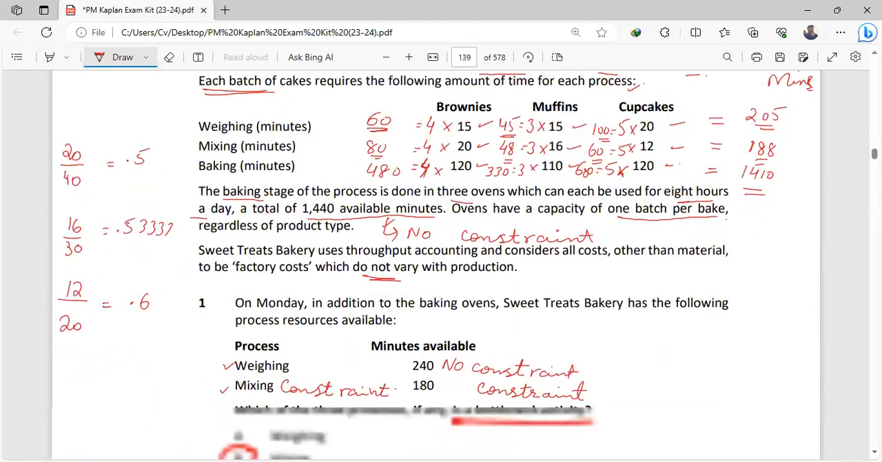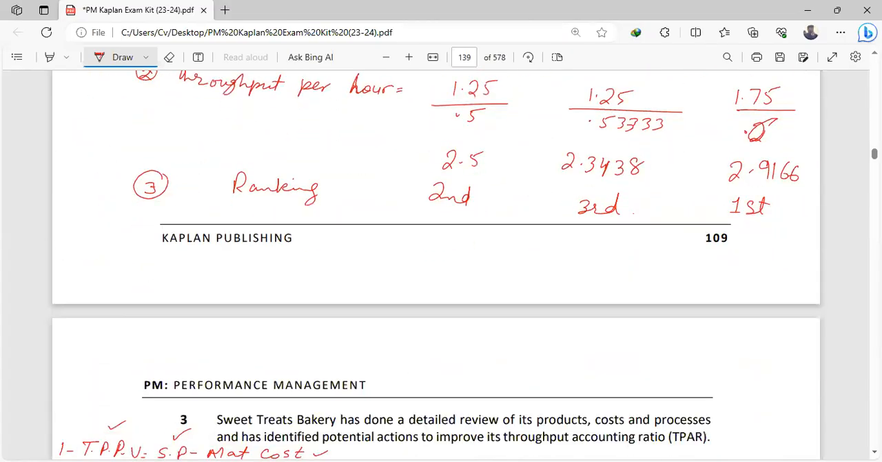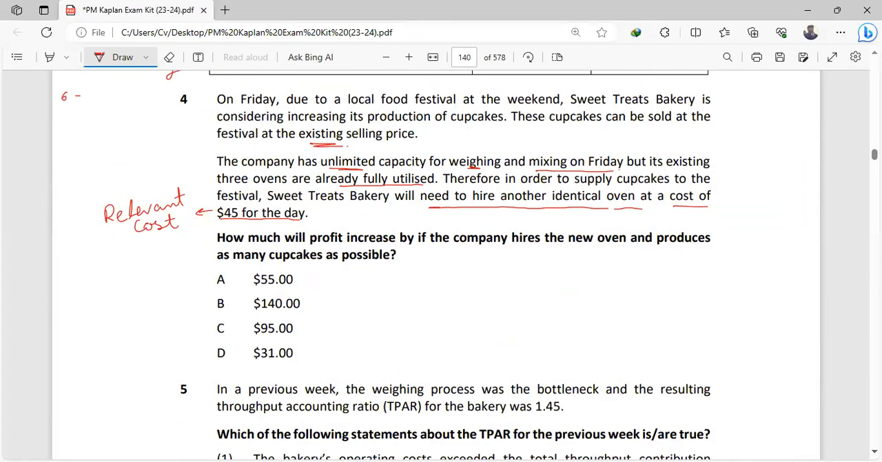So how many batches can we produce within these 8 hours? Because only one batch is possible at one point of time, and each cupcake batch requires, I think, 2 hours. So out of 8 hours, if we divide by 2, maximum 4 batches can be produced.